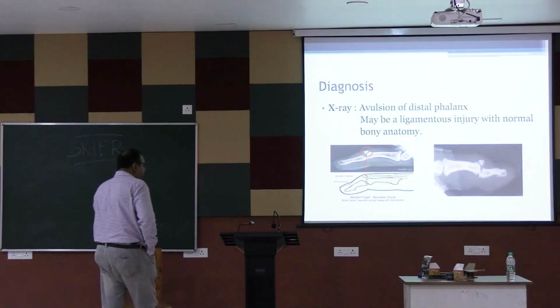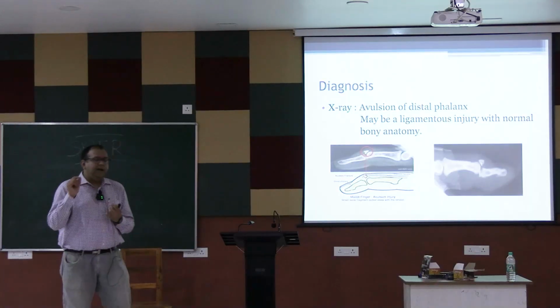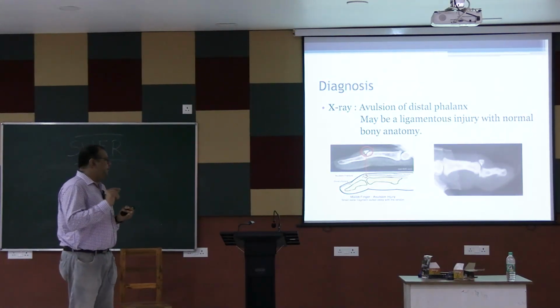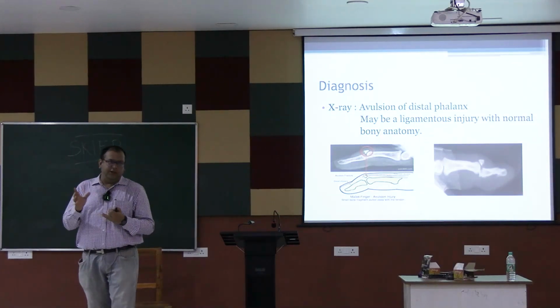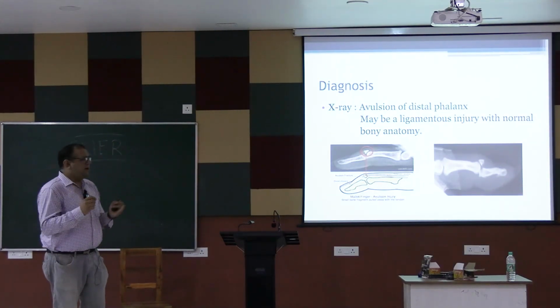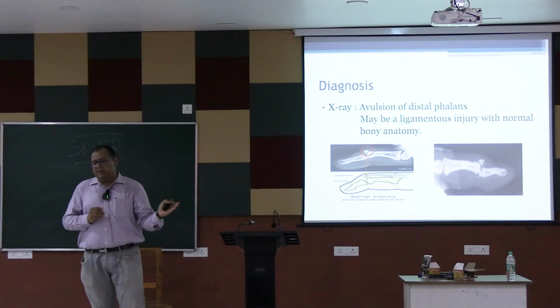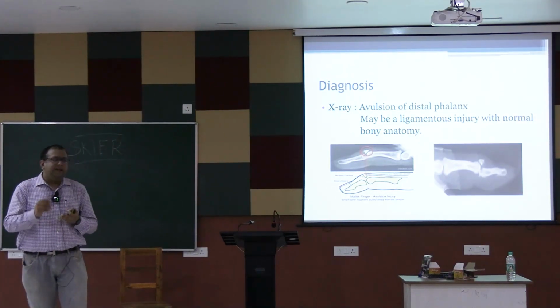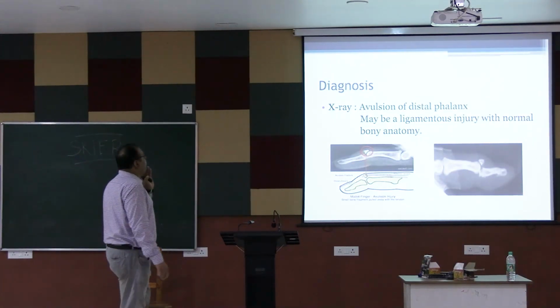X-ray diagnosis. Now we come to diagnosis. So first, what is a mallet finger? We knew disruption of the extensor tendon. Second, we came to the mechanism of injury. Ball injury is most common. Cricketers come to us with this type of injury. Third is signs and symptoms. The patient has a swan neck deformity and patient cannot extend the finger actively. Now we come to diagnosis.